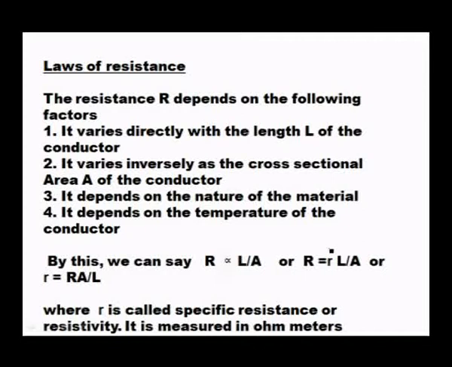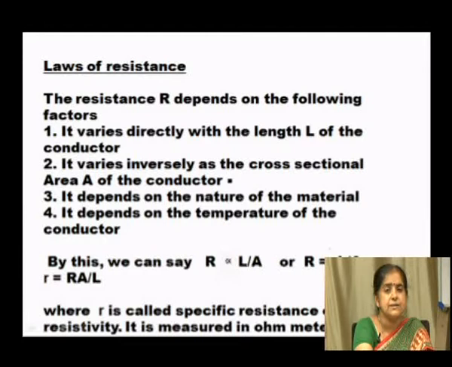First of all, the first factor on which the resistance depends is that it varies directly with the length L of the conductor. How? It varies directly with the length of the conductor. That means as the length of the conductor increases, automatically the resistance also increases. That is called a direct proportionality relationship. Next, it varies inversely as the cross sectional area A of the conductor. That is, as the cross sectional area A of the conductor is increased, automatically the resistance decreases.